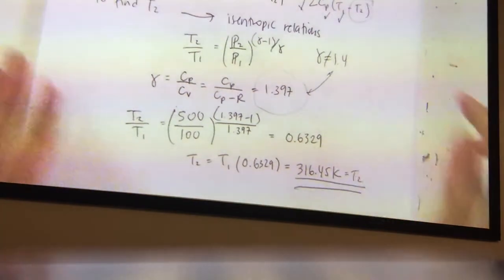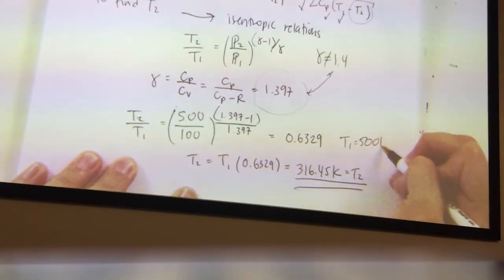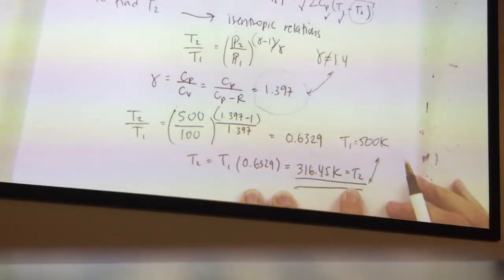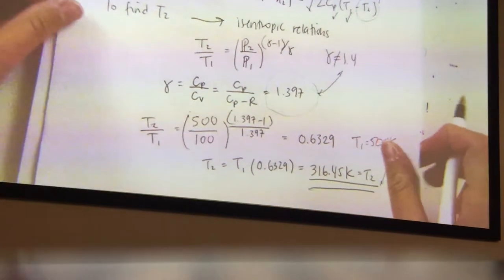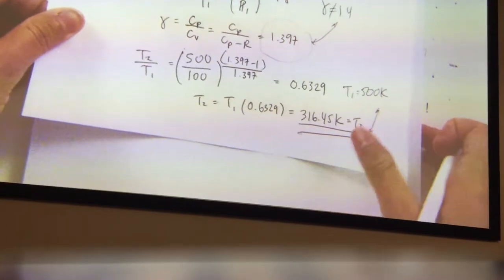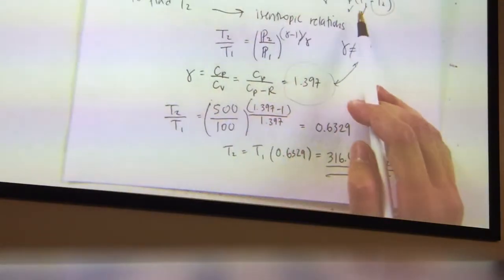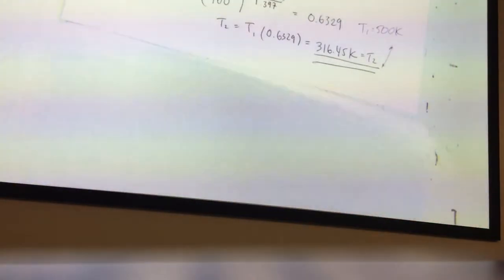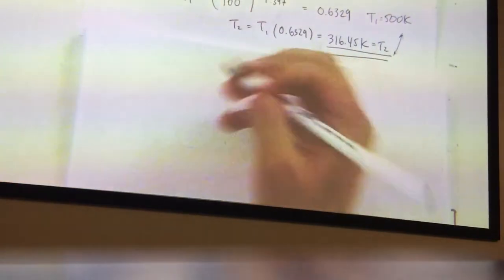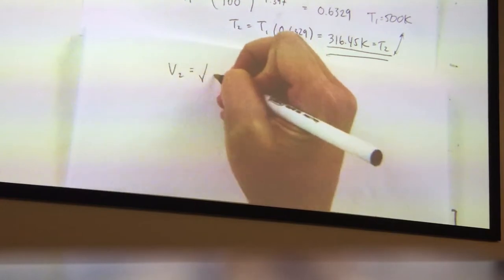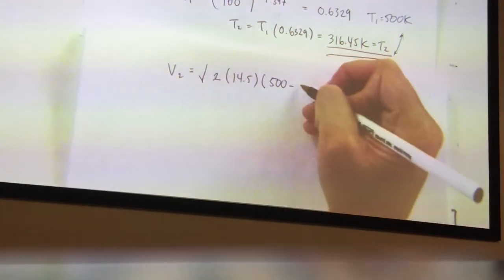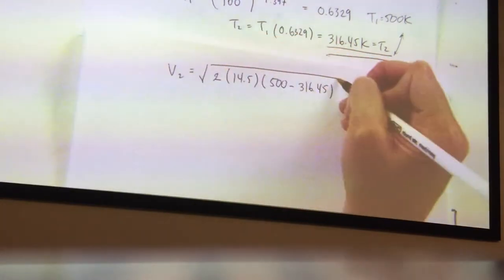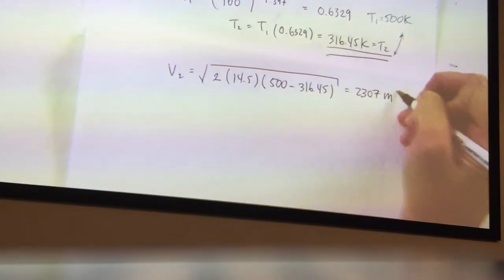Now remember, at the beginning of the problem, P1 was equal to 500 kilopascals. So this change in temperature, this decrease in temperature, actually went into the velocity. That's how we have the thermal energy converting into kinetic energy. So now what the problem is looking for, we want to find the velocity. Now that we have everything, we should be able to find the velocity from this equation here. We just need to plug in and we should get the solution. So V2 equals the square root of 2 times Cp, 14.5, times (T1 minus T2). And this is equal to 2307 meters per second.